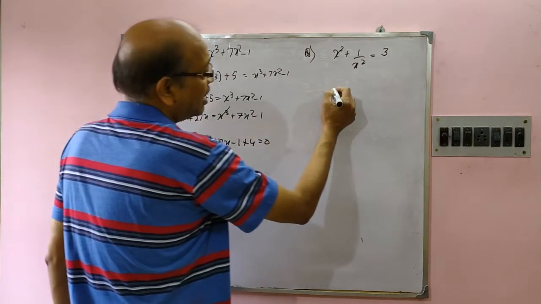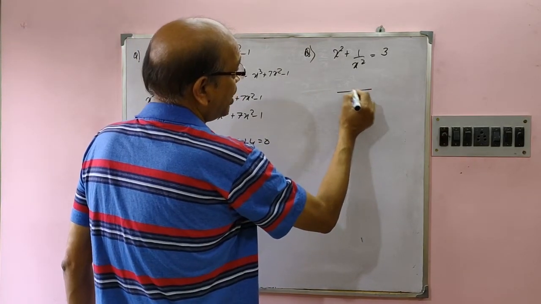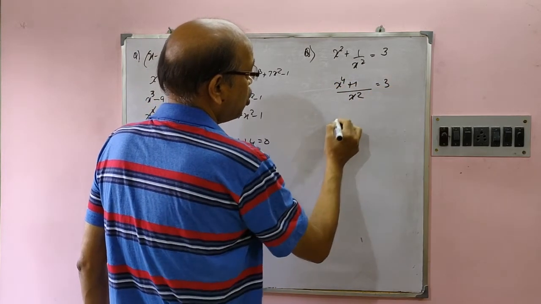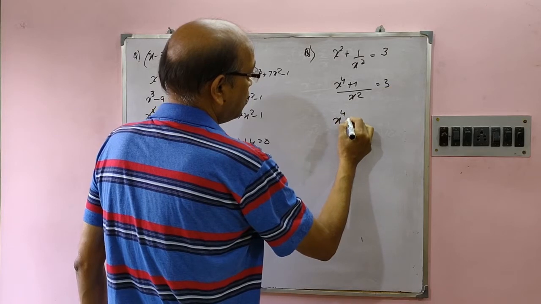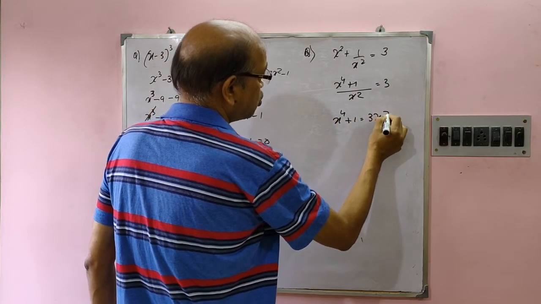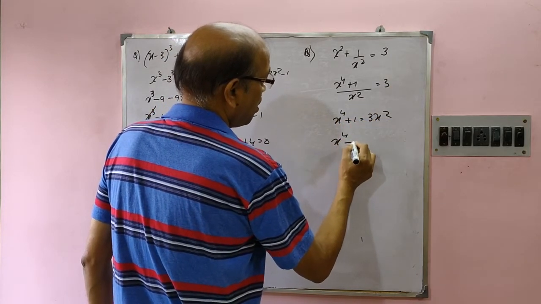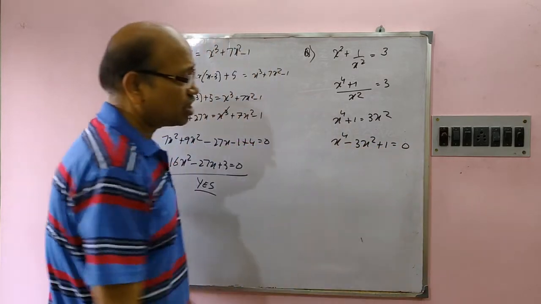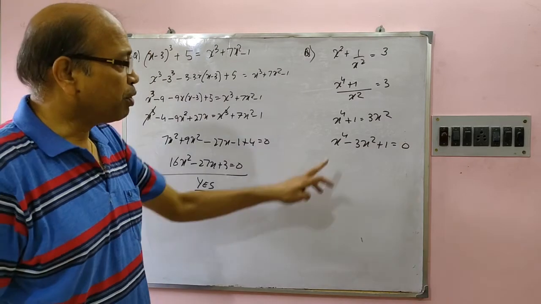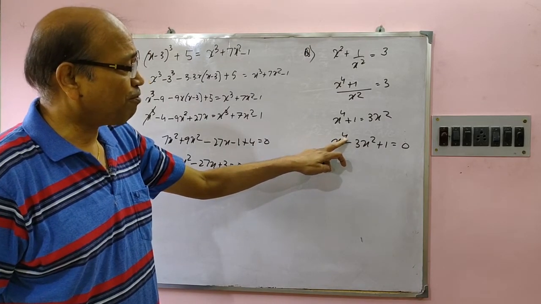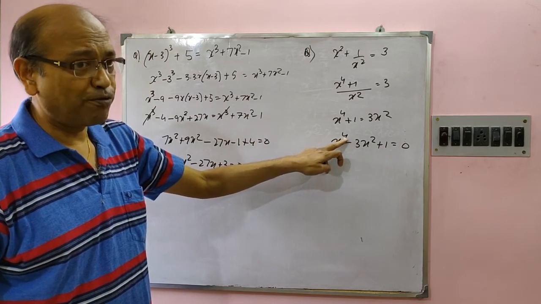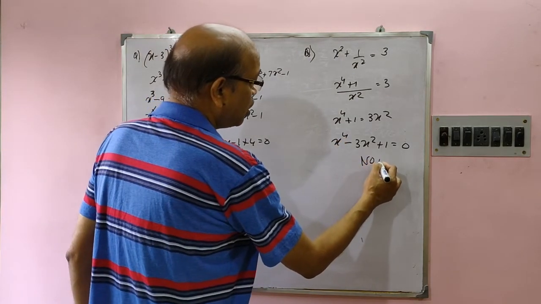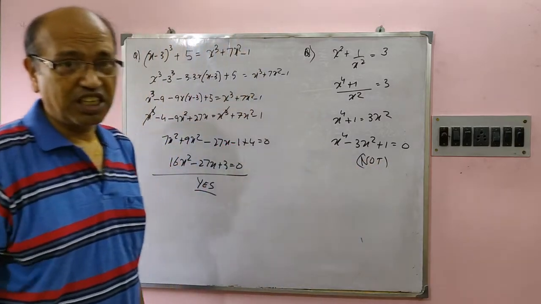Now this here, again take the LCM as x square. What you get here? x to the power 4 plus 1 is equal to 3x square, or x to the power 4 minus 3x square plus 1 equals to 0. Is this a quadratic equation? No, because here the degree of the polynomial is 4. Therefore, this is not a quadratic equation. Is it clear?